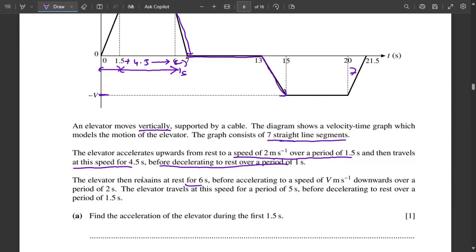The elevator travels at this speed for a period of 5 seconds. That means for 5 seconds, it is traveling at this constant speed before decelerating to rest over a period of 1.7 seconds. Decelerating means it is going from negative to becoming 0.